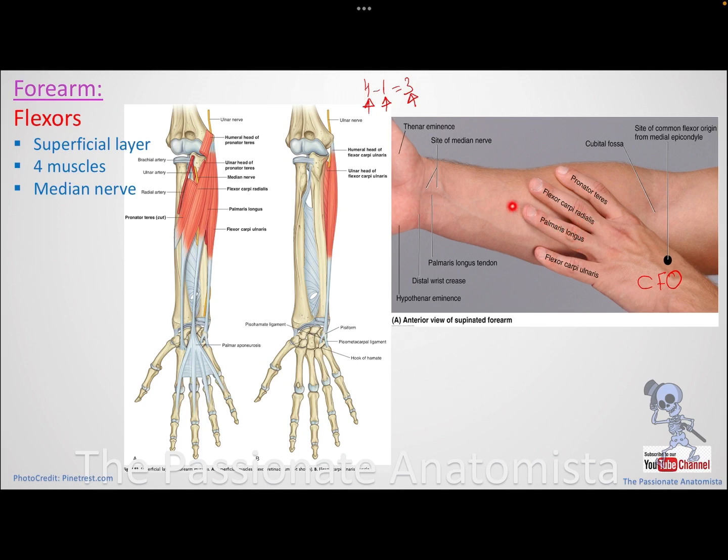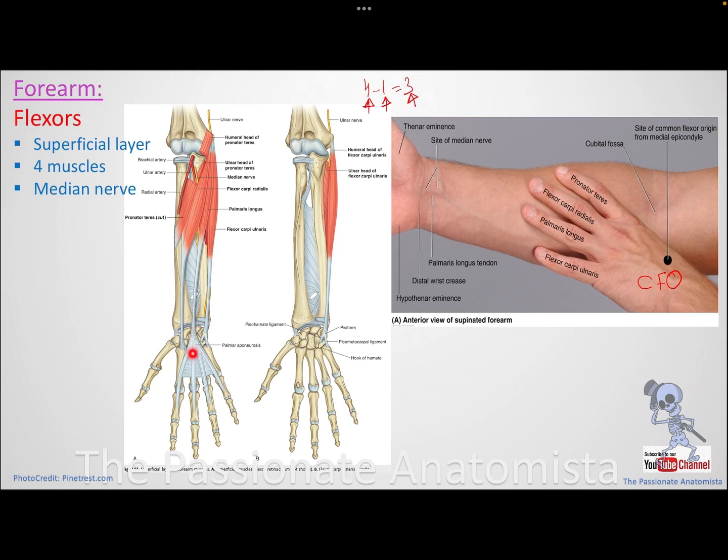Followed by palmaris longus. So it's a long muscle. Why do we call it palmaris longus? Because it has a long tendon. So we said the first one is pronator teres, ulna to radius, and it has a humeral head. And then the second one is the flexor carpi radialis. It goes to the base of metacarpal bone, second and third, and I will tell you one rule for all the carpi muscles to help you memorize them. And then the next one is the palmaris longus.